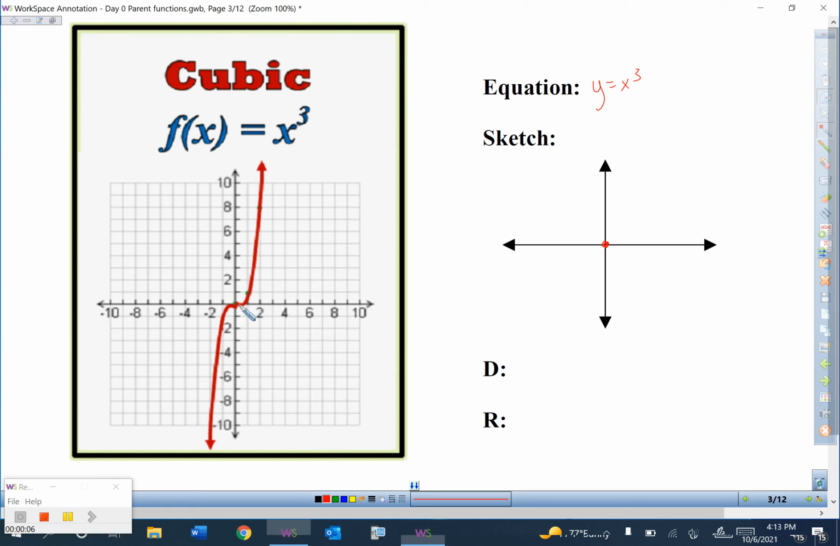On the left-hand side, what's different from a parabola is that this side goes down, because when we take negative x values and cube them, they stay negative. Negative times negative times negative. So we're starting low, doing a little snake shape, going up from there. Still hitting 0, 0. Put that on your graph. Domain is all real numbers from left to right, and the range is also all real numbers, from bottom to top.